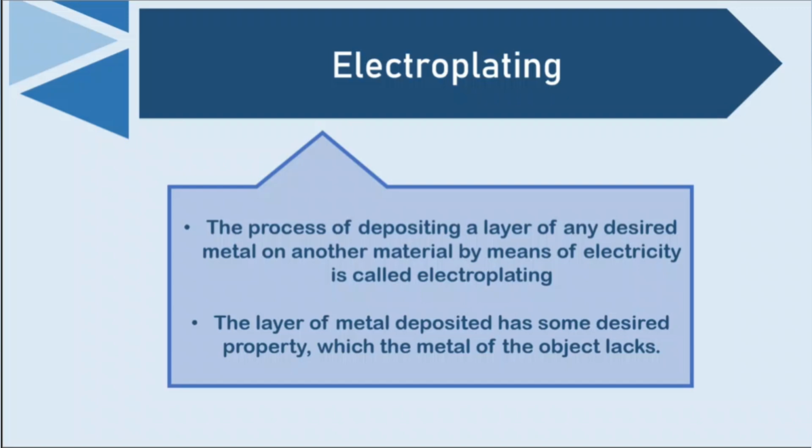The layer of metal deposited has some desired properties which the metal of which the object is made of lacks. Now, this desired property is mostly of an expensive metal, and it is not economical to make the entire object out of the expensive metal. So the entire object is made of some cheap metal, and then the expensive metal with desired properties is electroplated on top of it. This way, the object is cheap while retaining the useful qualities of expensive metal.